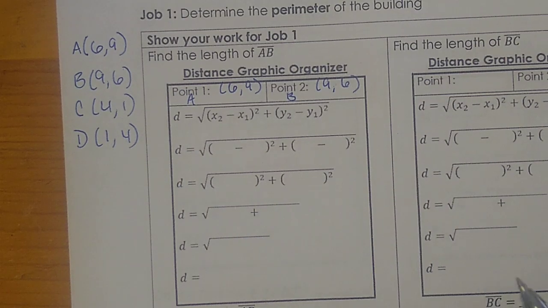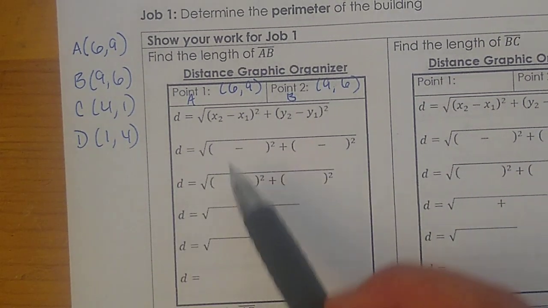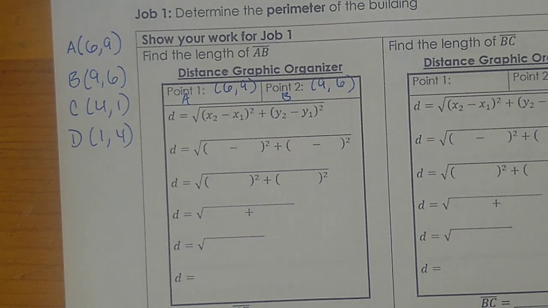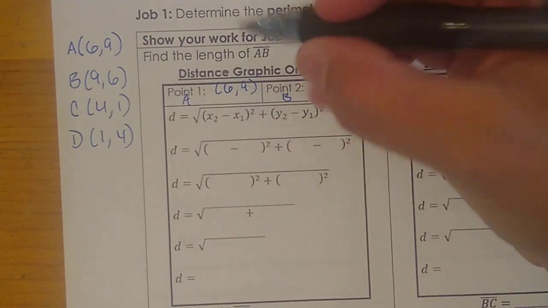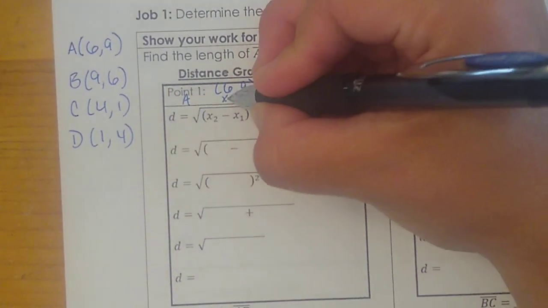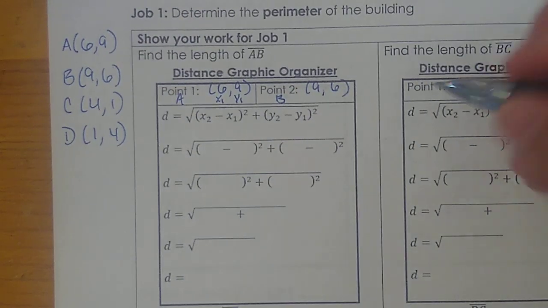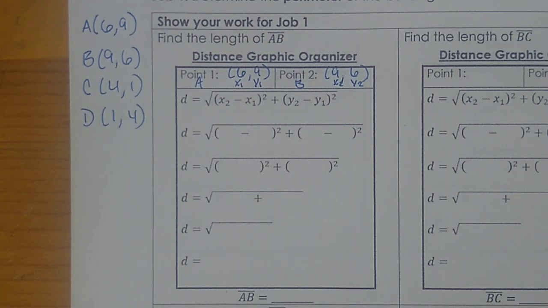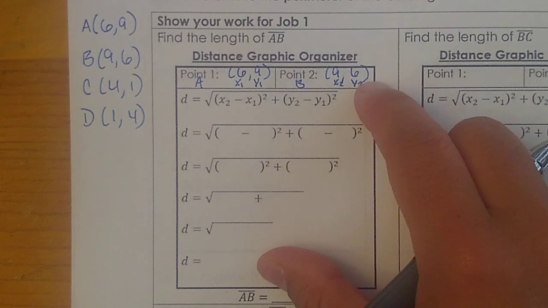Now, I want to follow the distance formula. Distance equals the square root of x2 minus x1 squared plus y2 minus y1 squared. Well, I got to know what to plug in. If I label point 1, that's x1, y1, because I know every point has an x and a y. Point 2 is x2, y2. It's my second point. It has an x and a y, but that's the second x and the second y.